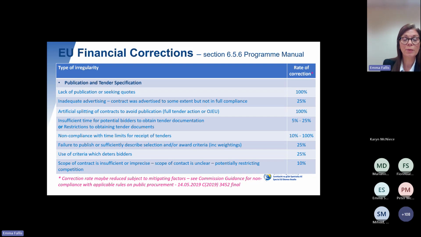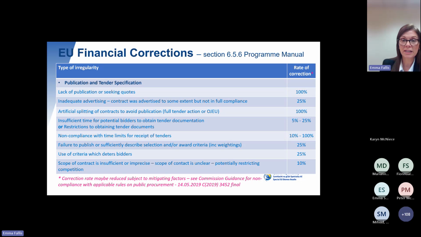If there has been inadequate advertising, where a contract was advertised to some extent but not fully, 25% of the contract value will be applied. Also, artificial splitting of contracts to avoid publication. So where a partner has decided to reduce the contract value to keep it below either full tender action or below the EU threshold, if that has been identified, 100% of the contract will be deemed ineligible. If there's been insufficient time for potential bidders to obtain tender documentation, or restrictions in obtaining these tender documents, penalties can range between 5 and 25%.